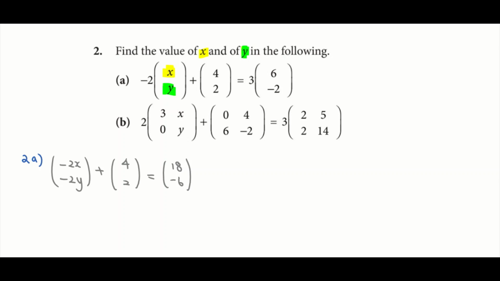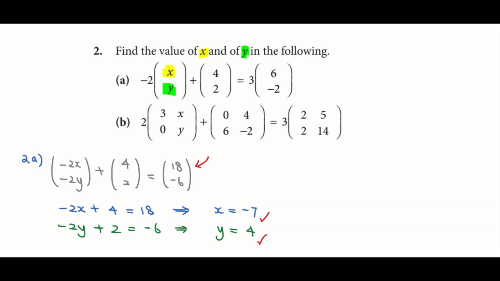After scalar multiplication, you'll realize that we will have this equation, and then now I can clearly write down my two equations. Negative 2x plus 4 equals 18 is the first equation, and negative 2y plus 2 equals negative 6 is my second equation. And then I'll solve for x and y. My x is negative 7 and y is 4.